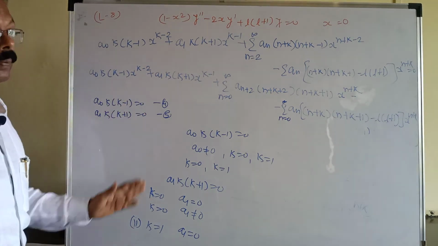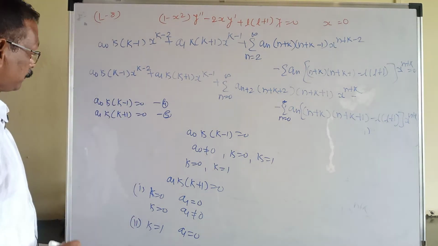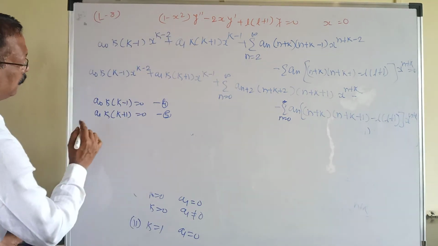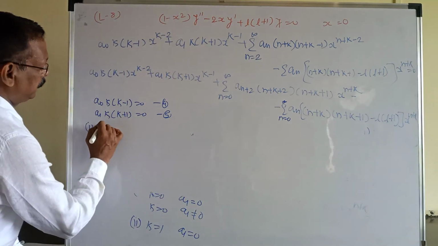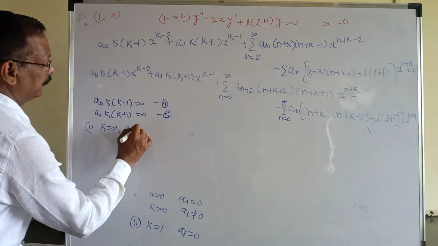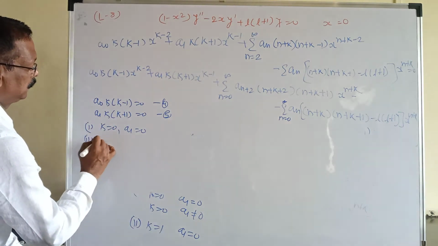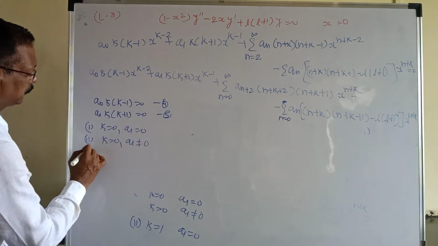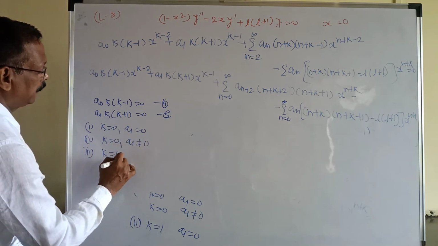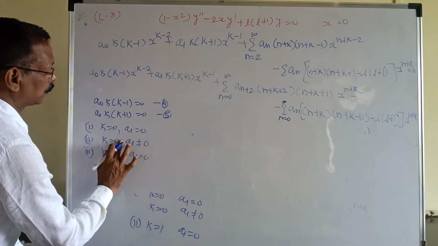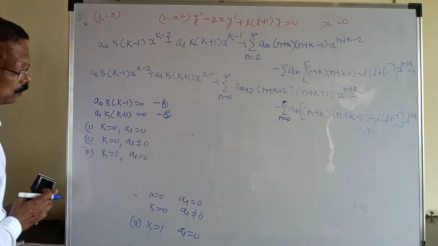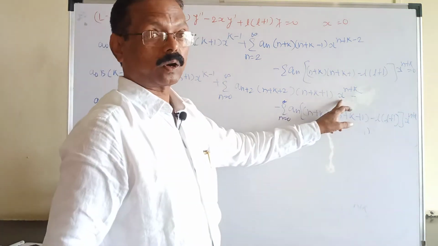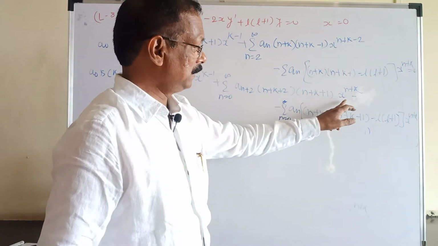So here equations 4 and 5 are simultaneously true. So we got these conditions. The first condition is k is equal to 0, a1 is equal to 0. The second case is k is equal to 0, a1 not equal to 0. The third case is k is equal to 1 and a1 must be equal to 0. Now in this case also, the coefficient of every power of x vanishes, so this is equal to 0.